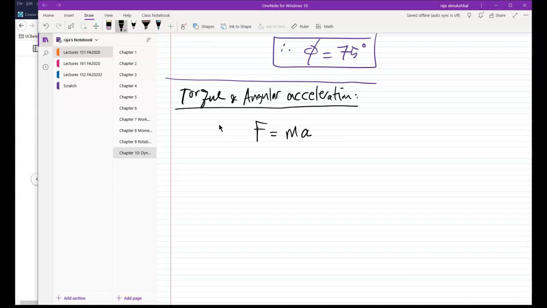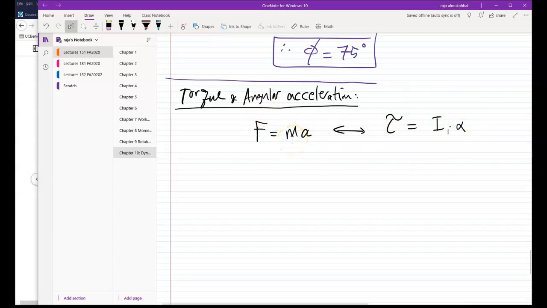So what if I have a torque that is exerted on an object? Would it be ma? What's analogous to it is this: the torque is equal to, not ma, but I alpha. Isn't that interesting? Here I is the moment of inertia. We talked about it last time. Alpha is the angular acceleration. So this is basically F equals ma.